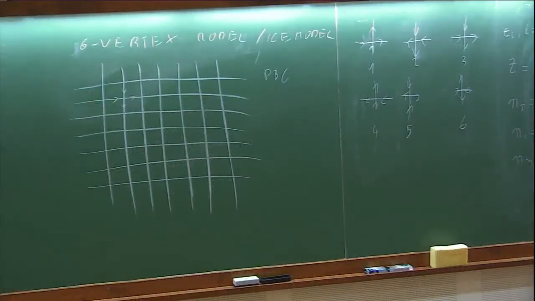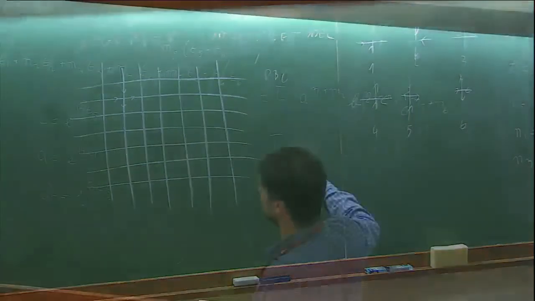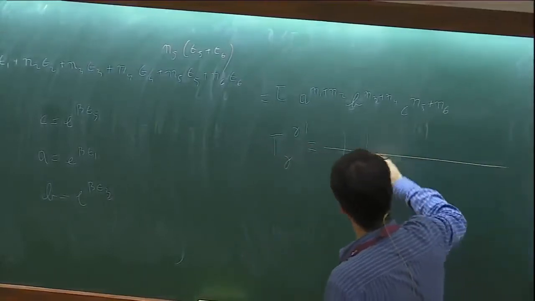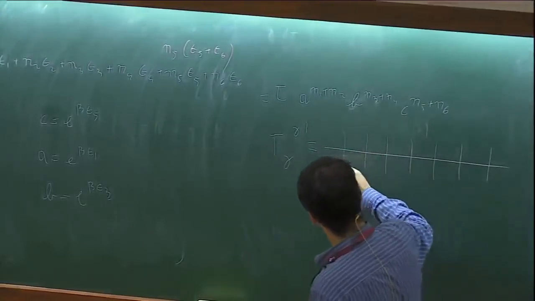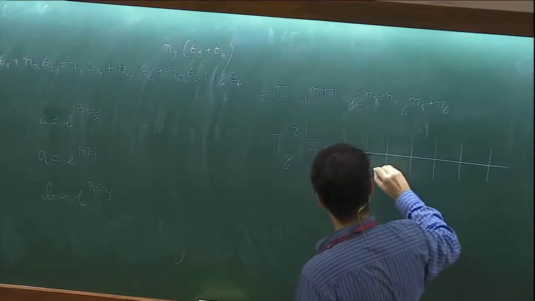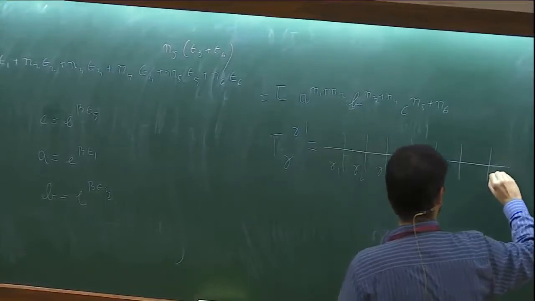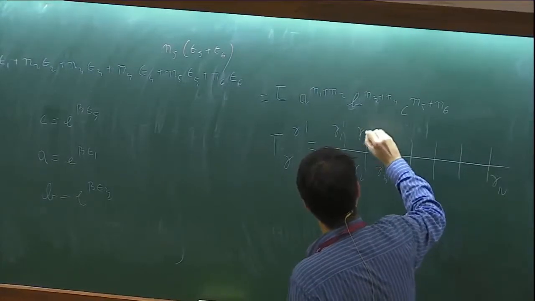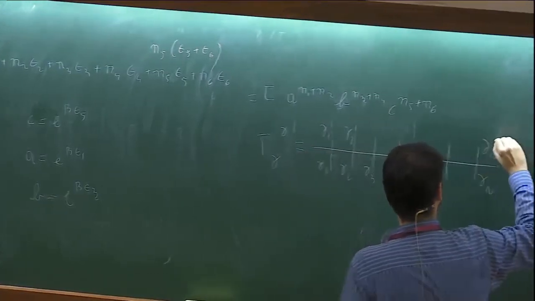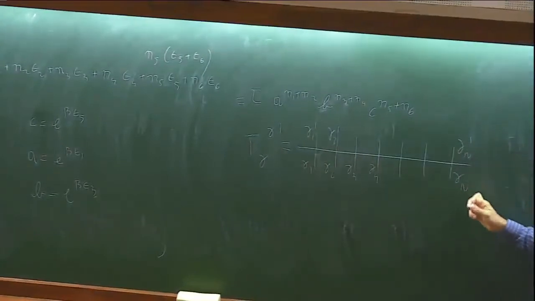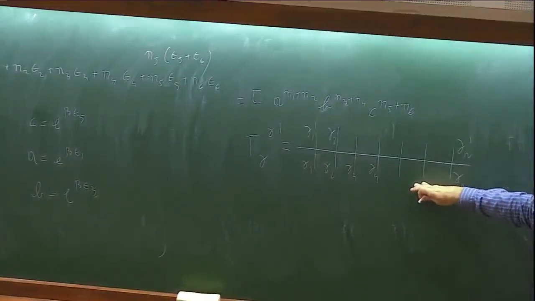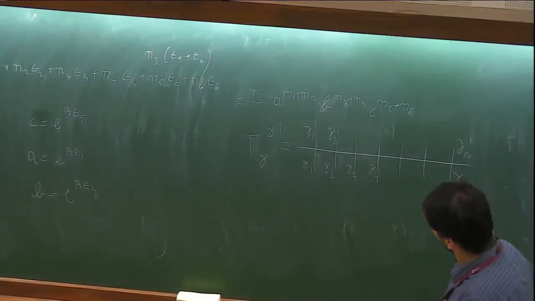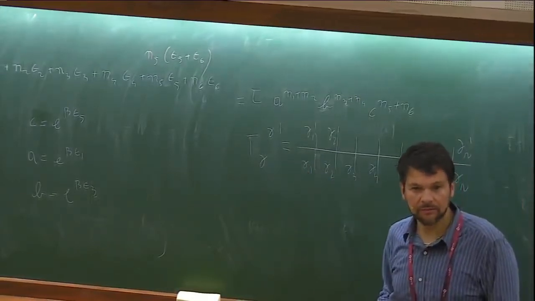And I'll call T gamma 1 this matrix that, given a certain configuration of vertical arrows incoming, gives me the probability to have a different configuration of arrows outgoing. So I can write this as a matrix.